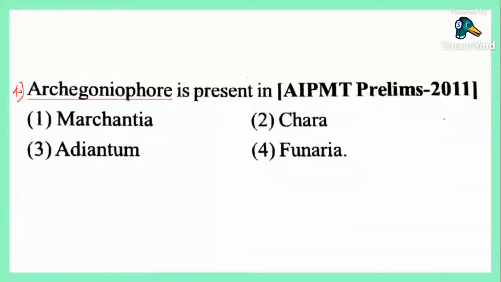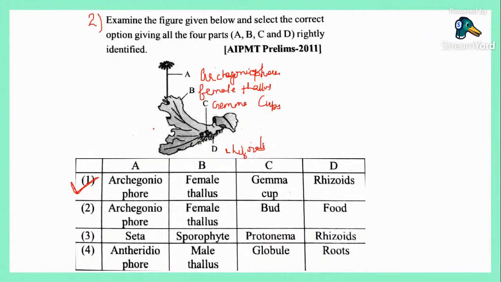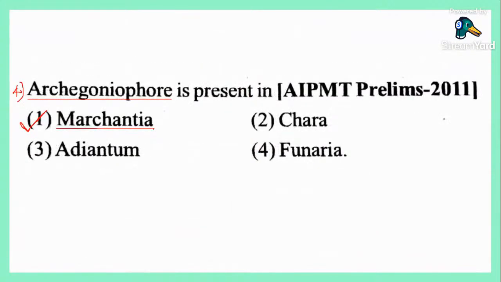Yes, very good. The correct answer is Marchantia. We have studied that, right? In question number 2 also we saw it in the diagram: the female thallus of Marchantia contains the archegoniophore. So archegoniophore is present in Marchantia. The correct answer for question number 4 is option number 1, Marchantia.